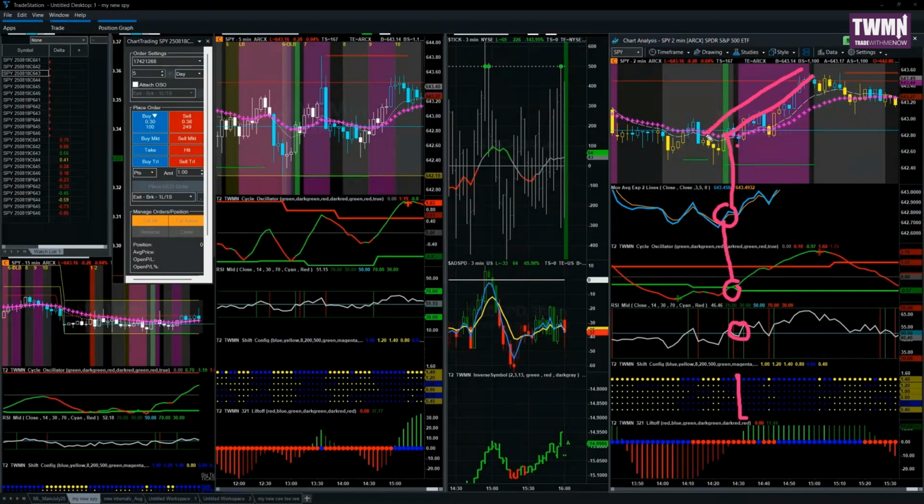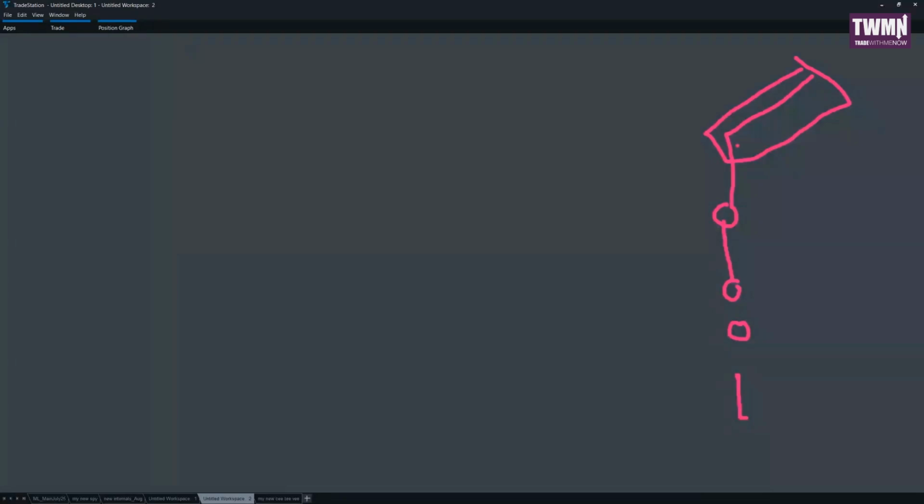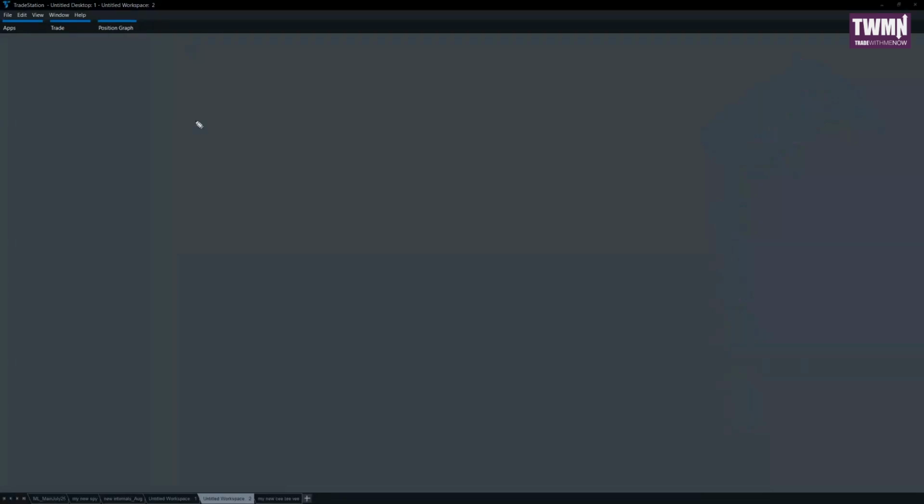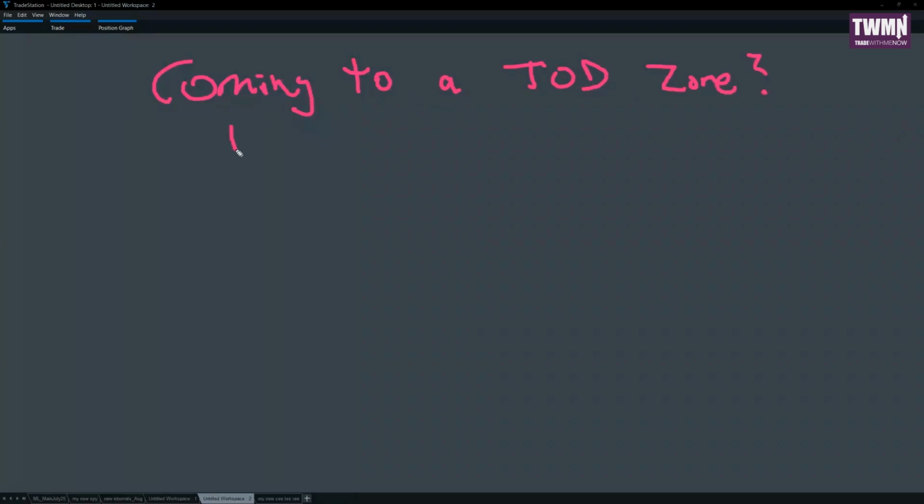Did everybody see it? It's the same set of rules, same pattern, same boring story over and over again, right? I just share it with you here in writing so that you can understand it. Coming up, I shouldn't say the word up because that would be confusing, but coming to a time of day zone. Yes. From which direction?